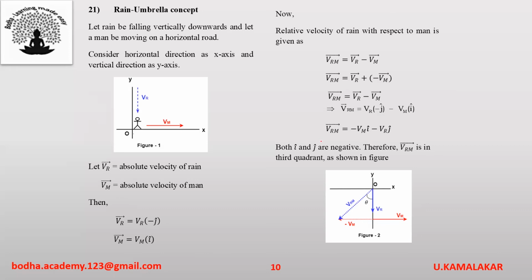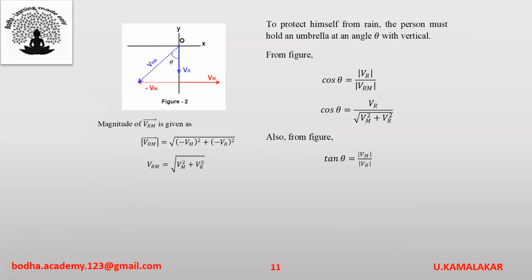Now, relative velocity of rain with respect to man is given as VRM bar equals minus VM into i cap minus VR into j cap. Since both i cap and j cap components are negative, therefore VRM bar is in third quadrant as shown in figure. Magnitude of VRM bar is given as VRM equals square root of VM square plus VR square. To protect himself from rain, the person must hold umbrella at an angle theta with vertical. From figure, cos theta equals mod VR bar by mod VRM bar.